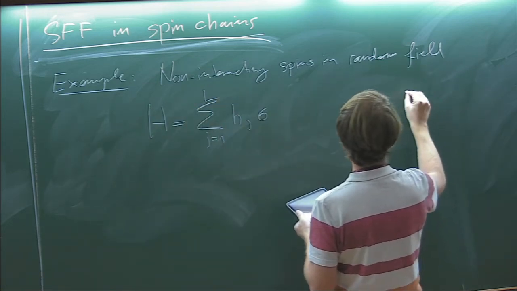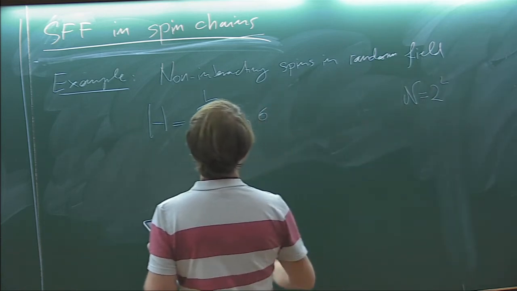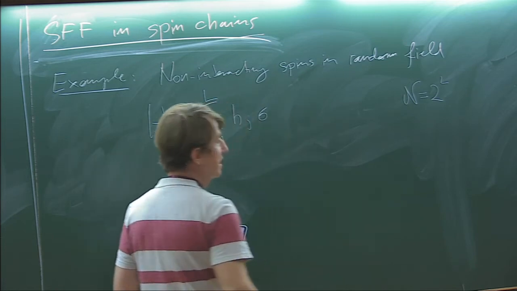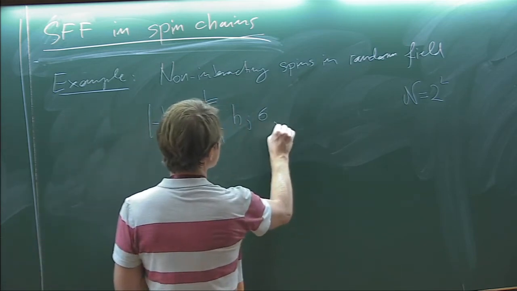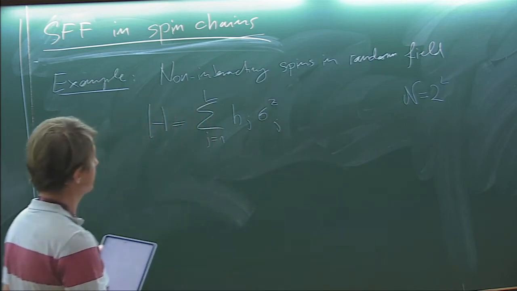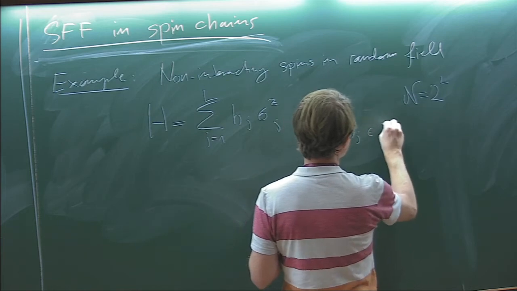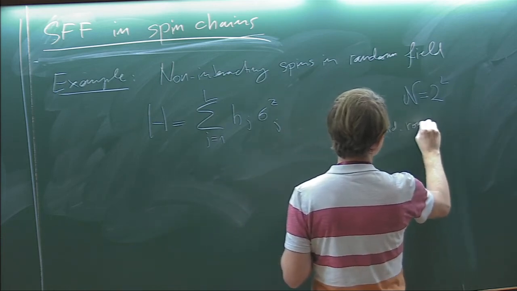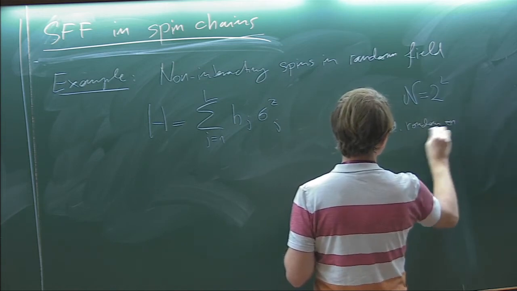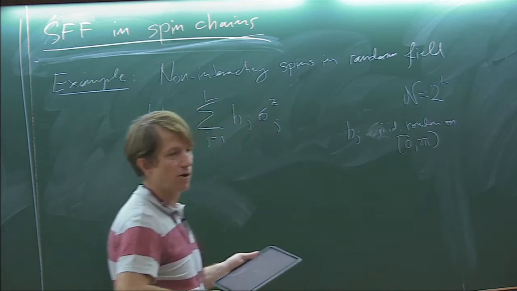Now we have a spin-1/2 chain, so our Hilbert space dimension is 2 to the L. We span the space by tensor products of Pauli matrices. So let's take sigma z, a z field, and let's take these H_j to be IID random, uniform from 0 to pi. Let's take a strong random field.